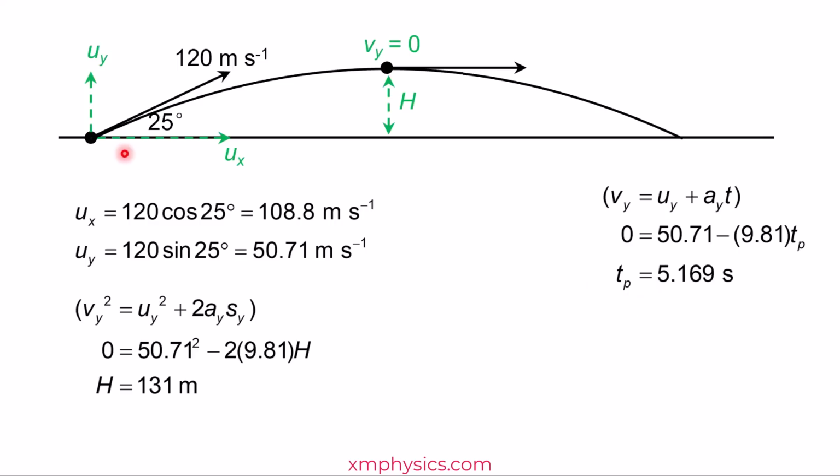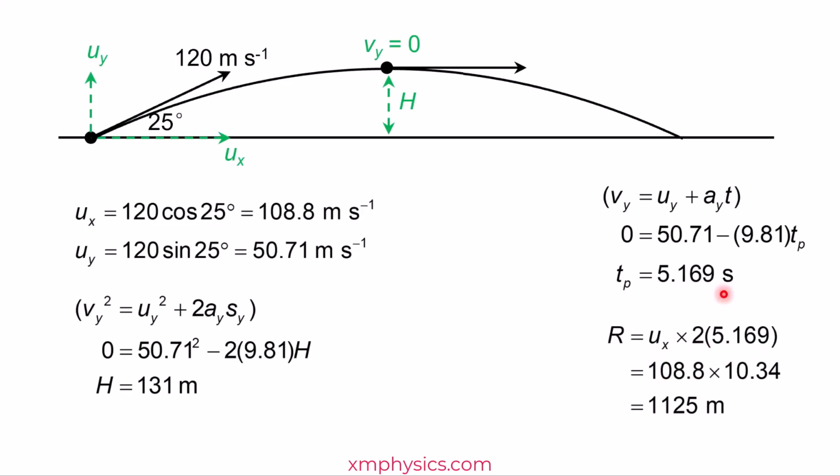So what is the horizontal range then? Remember, the horizontal motion is a constant speed motion. The projectile motion is just a vertical throw that's also moving forward at a constant speed of, in this question, 108.8 meters per second. So just do distance equals speed times time. Speed is the horizontal velocity. The time is twice the time it takes to reach the peak, so this is the flight time essentially. There it is, you get the answer.